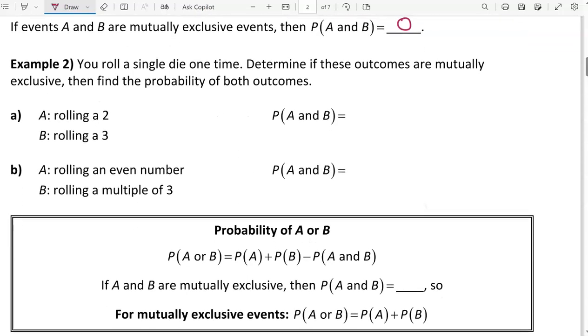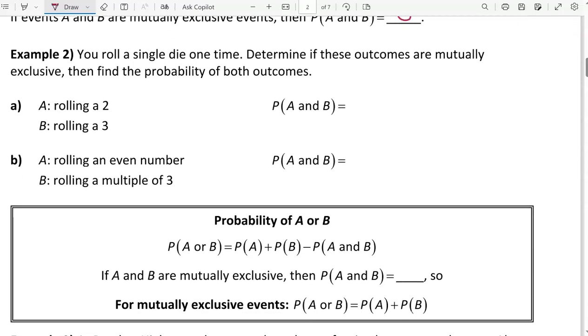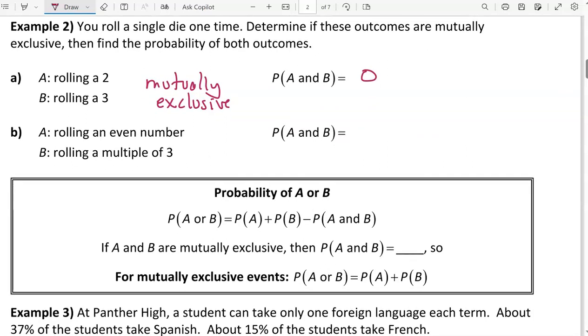In example 2, you roll a single die one time. So we are going to determine if these are mutually exclusive and then find the probability of both outcomes. Probability of rolling a 2 versus rolling a 3. Is it possible to get a 2 and a 3 on my single roll? No, those are mutually exclusive. So that means the probability that both of those things are going to happen on a single roll is equal to 0.